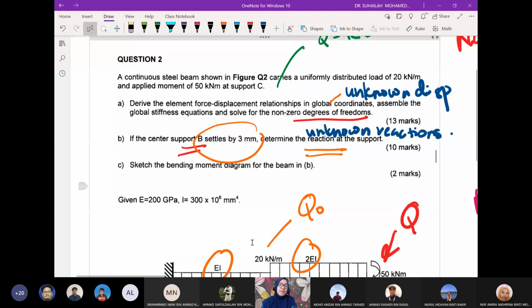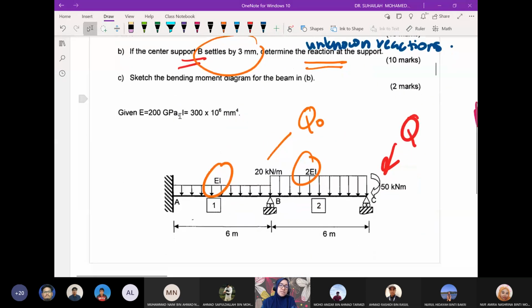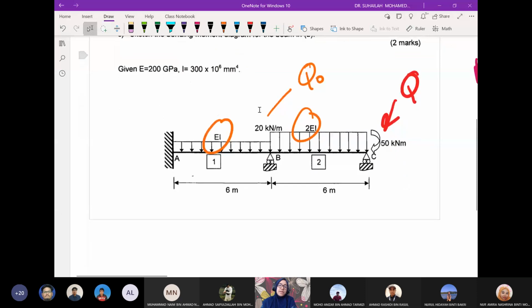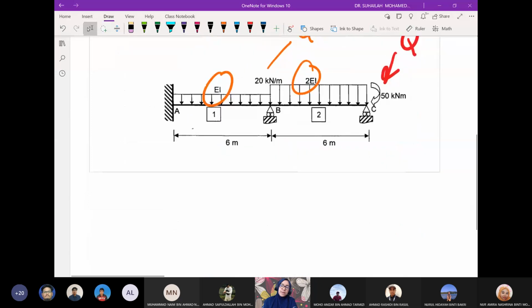Okay, the bending moment diagram. Given E is 200 GPa and I is equal to 300 exponent 6 millimeter 4. So we will start with number one. Let's do it together. I want you to calculate as well.